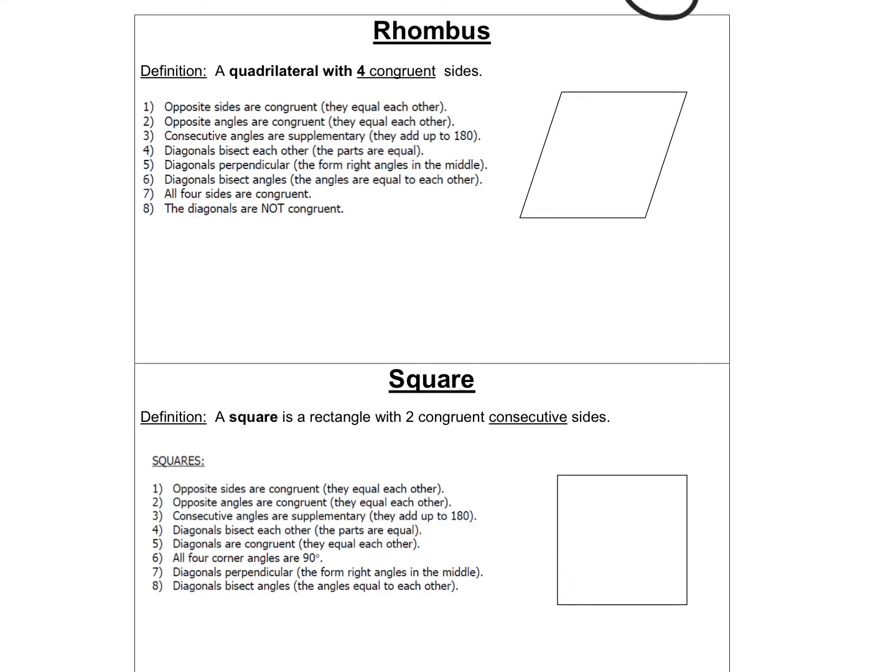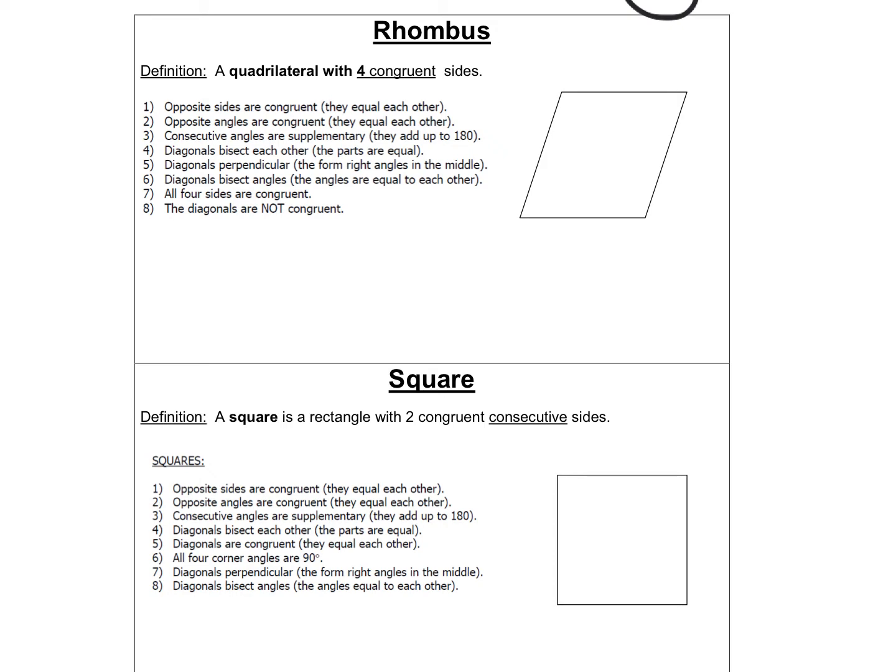Hi guys, today we're going to look over the properties for a rhombus and for a square. So we're going to start on page 16 of the chapter 8 notes, and we're going to go over a couple things on here. The first couple properties all belong to a parallelogram. So opposite sides are congruent, opposite angles are congruent, consecutive angles are supplementary. The diagonals bisect each other.